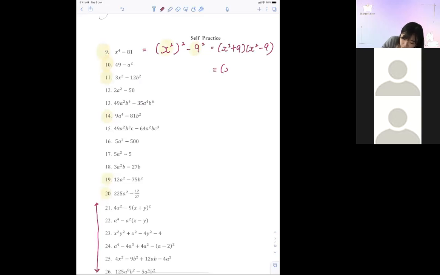Okay, so don't stop here. You can break again, but 9 doesn't have square yet, right? So you must make it 3 square first. So you see again, a square minus b square, a plus b, a minus b. Okay, when you don't touch it, you just bring down.